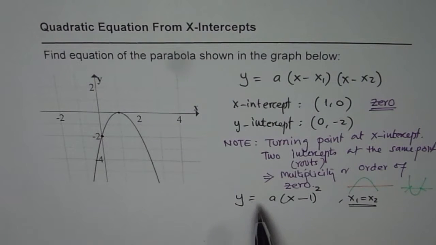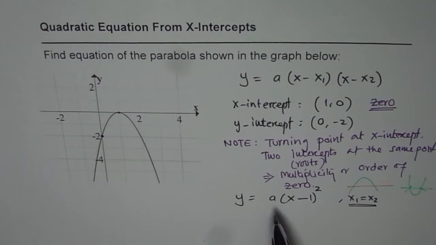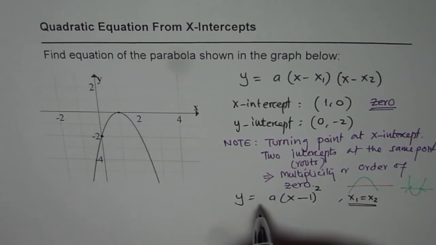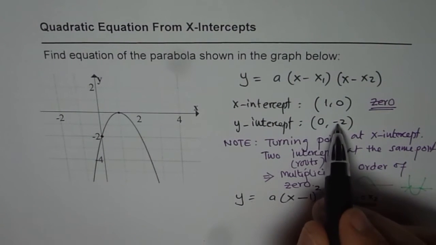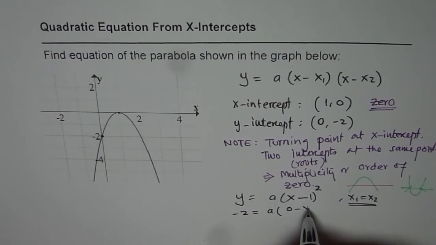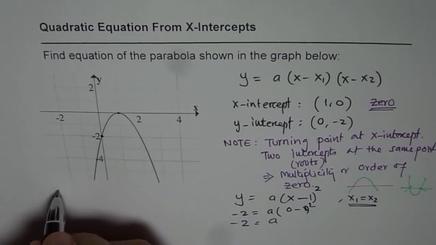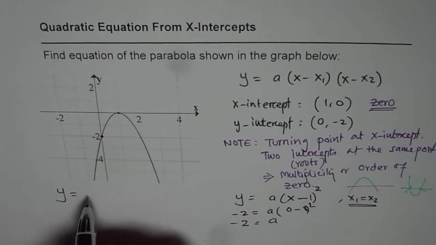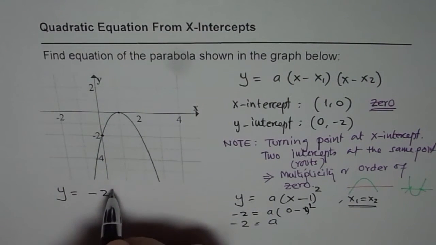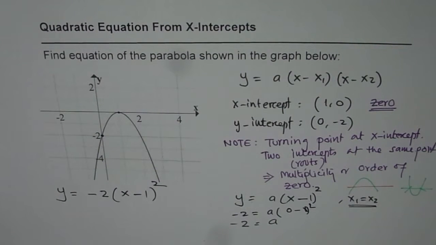Now, at this stage, we can use one other point, which is the y-intercept, to find the value of a, correct? So we'll do likewise. To find a, we'll use (0, -2). That means y is -2 and 0 for x, squared. So that gives us a equals -2, right? Now we can write the equation: y equals -2 times (x minus 1) whole square. I hope you got the idea, right?